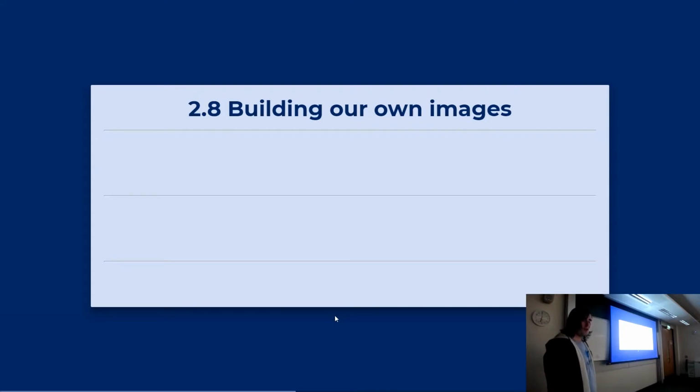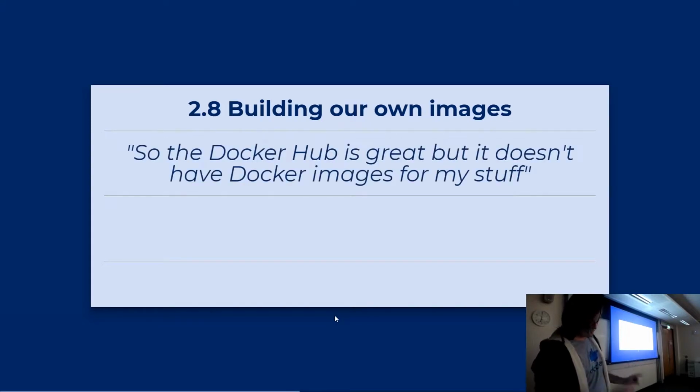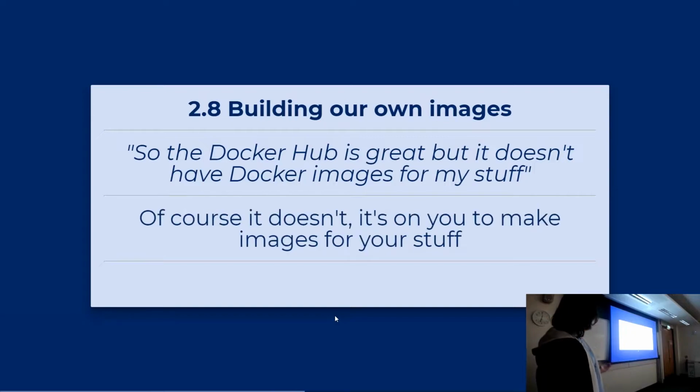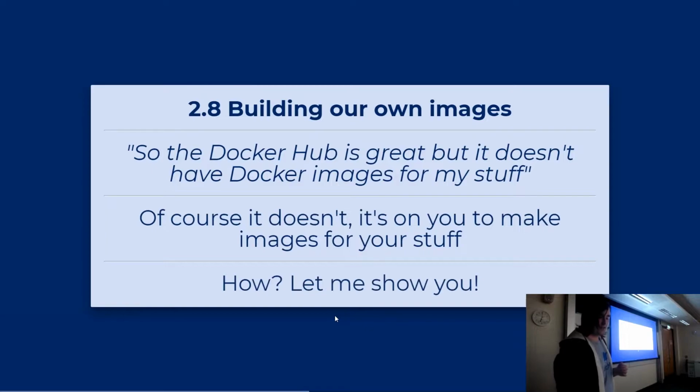So we're going to talk about building our own images, because that's really what you want to do when you're using Docker. You can use pre-built application ones as well, but if you're working on an application, you're probably going to want to build a Docker image of it, and you should, because it makes your life a lot easier. I'm biased though, so be warned. So the Docker Hub is great, but it doesn't have Docker images for my stuff, says someone. Yeah, it's such a disappointment, isn't it, Colin? But that's because you've got to build your own. I know it's so much work, and we're going to talk through doing this.